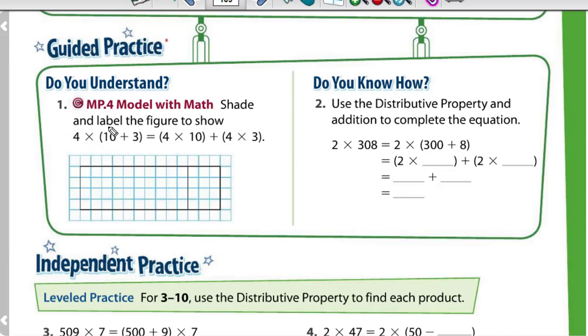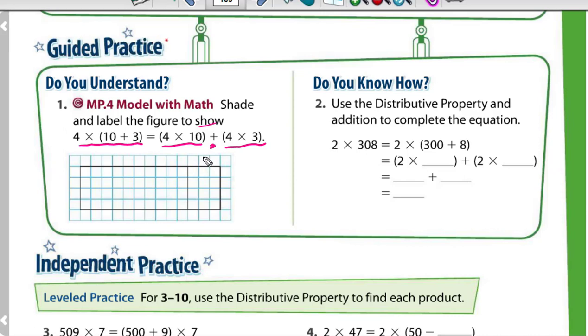Show and label the figure to show 4 times 10 plus 3 equals 4 times 10 plus 4 times 3. So we need to show. I will show it to you. Why is 4 times this bracket equal to 4 times 10 plus 4 times 3? I will explain the reason, okay?